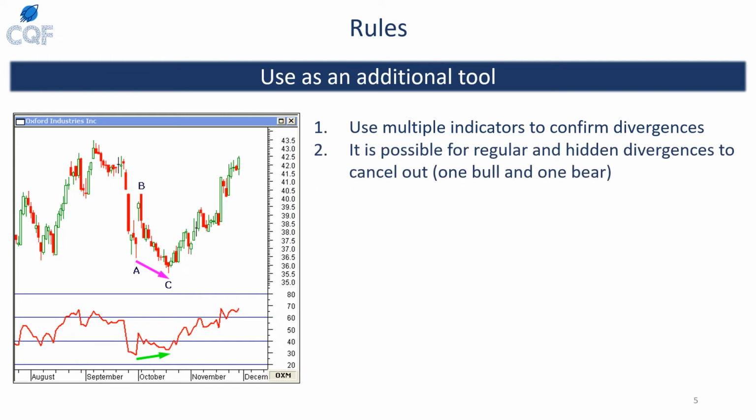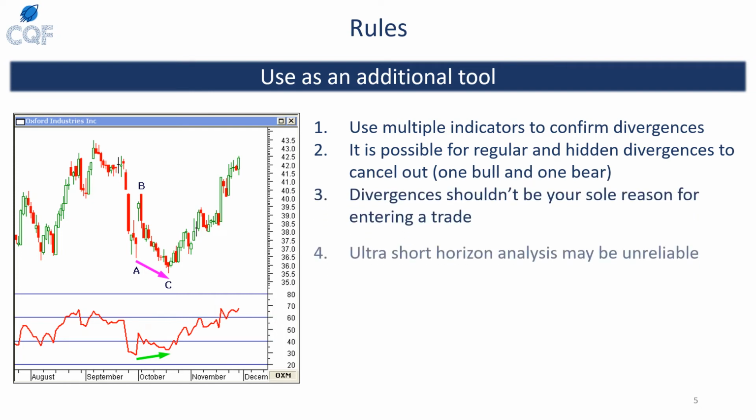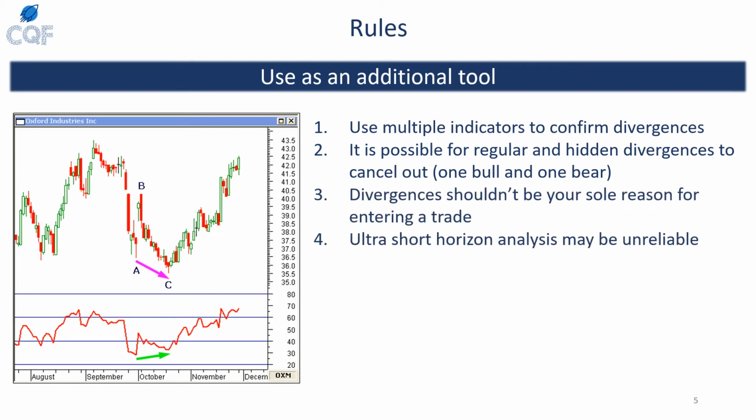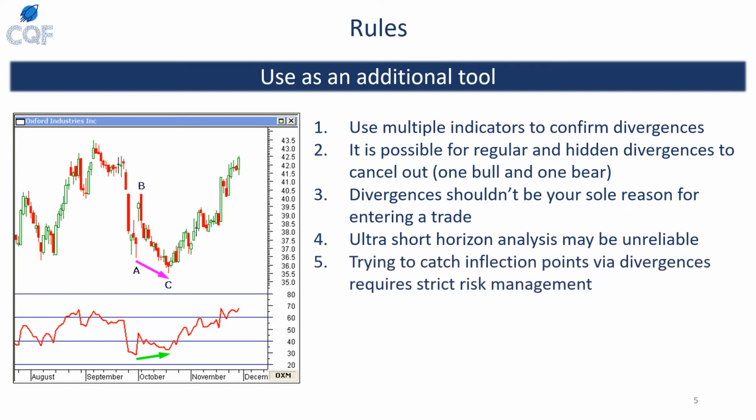Now it's also possible for both regular and hidden divergences to cancel out. You can have, say, a bullish regular and a bearish hidden. Generally what that means for me is I just literally cancel them out, and to me that's no signal. I don't like to use divergences as my only reason to enter a trade. Really short horizons could be pretty unreliable in my opinion.